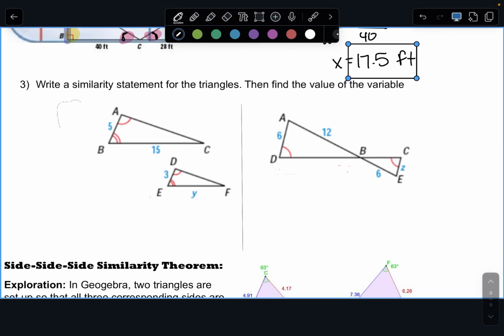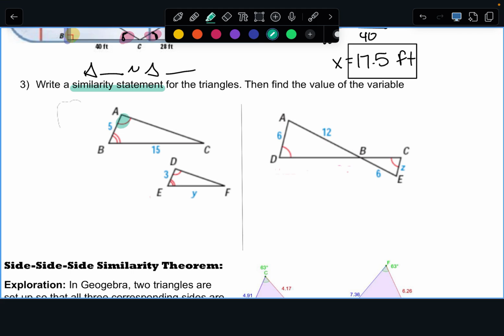Okay, you guys have made it halfway through. We're almost done. This one, write a similarity statement for the triangles. Anytime you see similarity statement, and as I was grading the learning checks, this is something that I noticed, that means you're writing triangle blank similar to triangle blank. That's what a similarity statement is. So both of these triangles are going to be similar. We just have to figure out why, and then write the statement and find the variable, just like what we did last time.